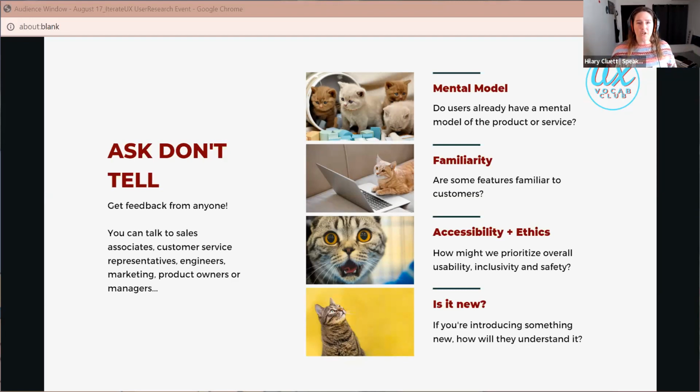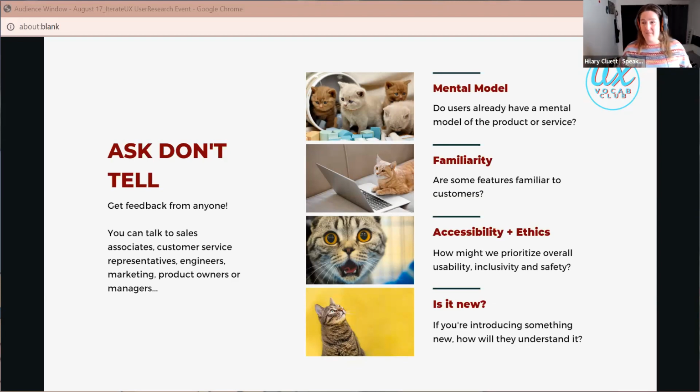Are there some features that customers are familiar with? Like, is there a chat feature? We've all been able to use this chat feature, right? On Zoom, we're pretty used to this instant messaging type thing. So is there something that already exists that people already know how to use, so you don't actually have to teach them anything? And then I throw in accessibility.